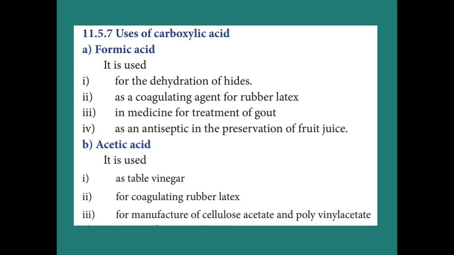Next one, it is used in medicine for treatment of gout. What does gout mean? Pain in the joints. Next one, it is used in the preservation of fruit juice, as an antiseptic. Next one, acetic acid is used in table vinegar. Next one, coagulating rubber latex like formic acid, and also manufacturing of cellulose acetate and polyvinyl acetate.